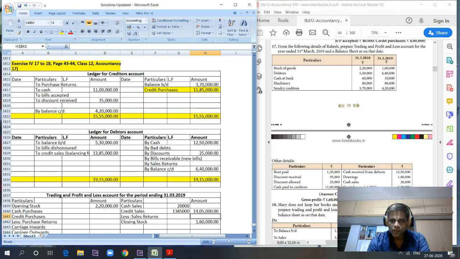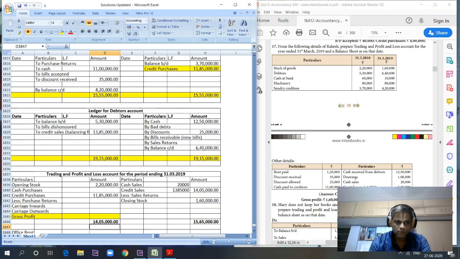And we also have purchases, right? Purchases is equal to 11 lakhs 85,000. There is no cash purchases given here. It's only credit purchases. So 11 lakhs 85,000. No purchase involves no carriage. So let's identify the gross profit. Gross profit is equal to 15 lakhs 65,000 minus 14 lakhs 5,000. Gross profit is equal to 1 lakh 60,000.